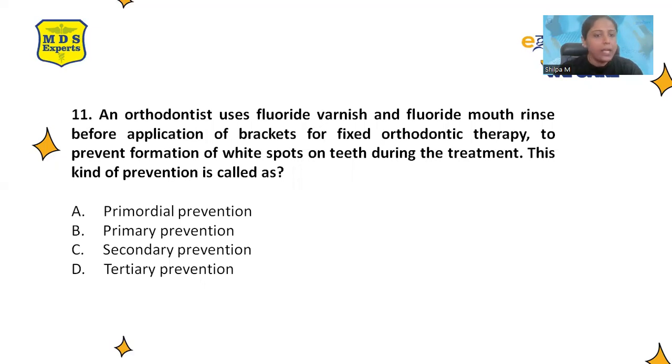Next question. An orthodontist uses fluoride varnish and fluoride mouth rinse before application of brackets for fixed orthodontic therapy. So what happens? This will prevent formation of white spots, preventing formation of caries. So prevention of formation of even initial caries. So this is pre-pathogenesis. So that is primary prevention.